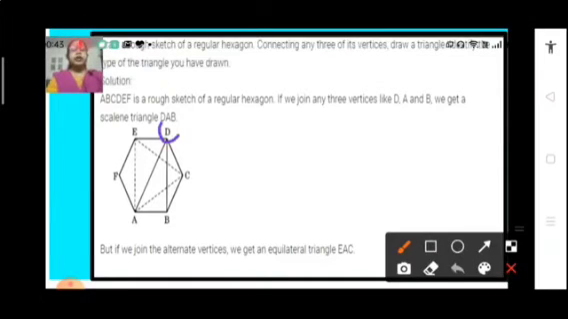So here we have A, B, C, D, E, F as a regular hexagon, and if we join the vertices D, A and B, we can form a triangle. Okay, and what type of triangle is it? Because all its sides are different, it is a scalene triangle.